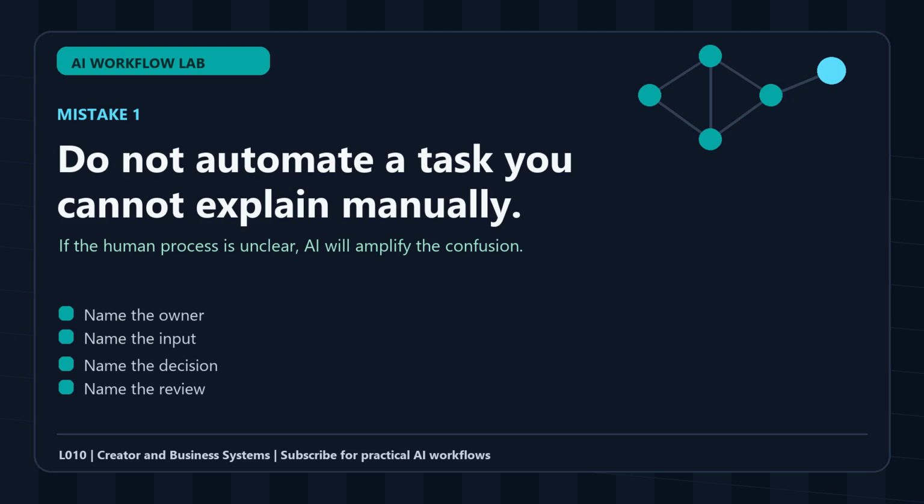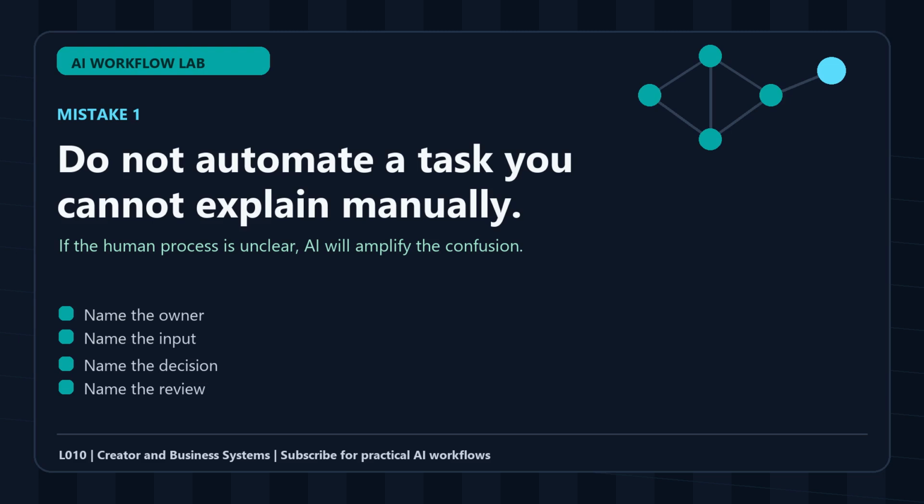The second mistake is confusing speed with quality. AI can draft quickly. That does not mean everything should move quickly. The workflow should speed up gathering, sorting, drafting, and formatting. It should not remove judgment from decisions that affect money, customers, health, legal issues, privacy, or reputation.